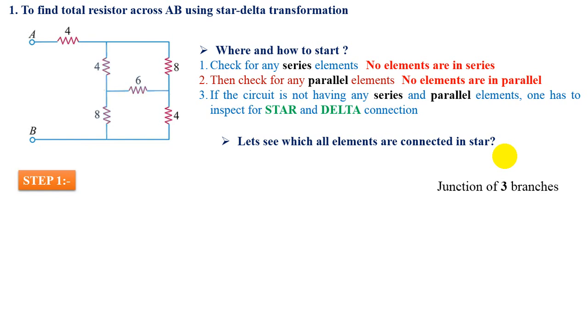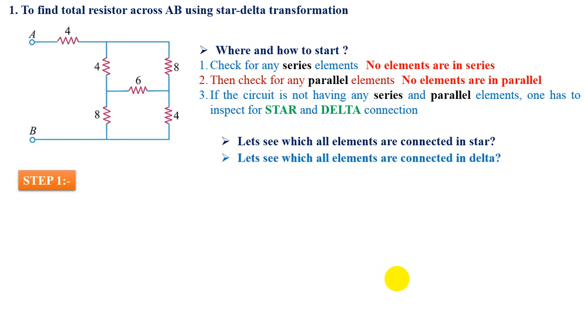So this 4, 6 and 8 is one of your stars, right? You can see this junction has 3 connections, 4, 6 and 8, thus this is a star. And a star always has 3 ends, 1, 2 and 3 ends, right? So this is your first star, this is your second star, 6, 8 and 4, and this is your other star, 4, 4 and 8. Again you can see there are 3 ends, 1, 2 and 3, right? So these are the only star elements present in the given circuit.